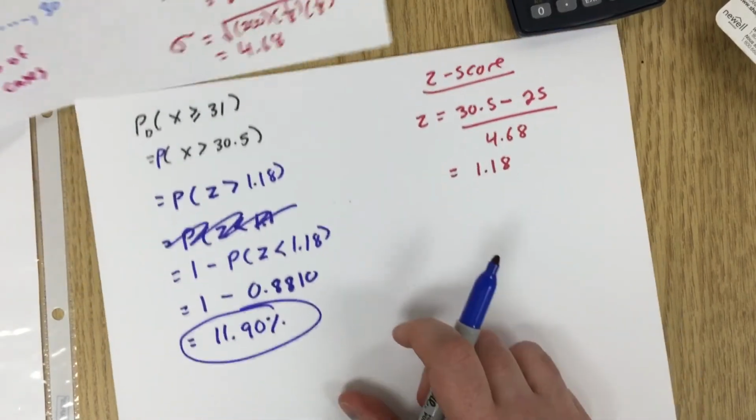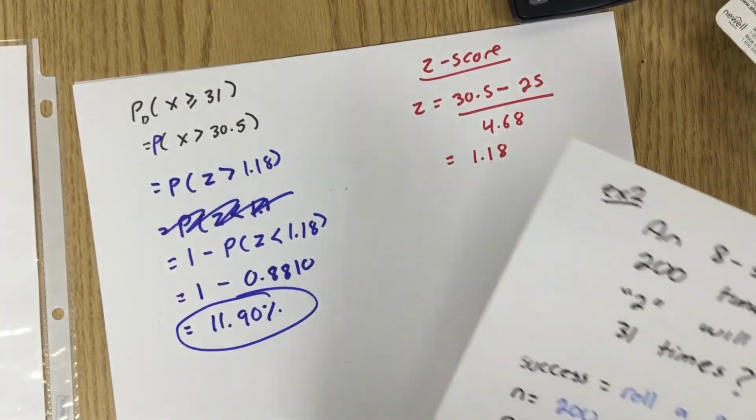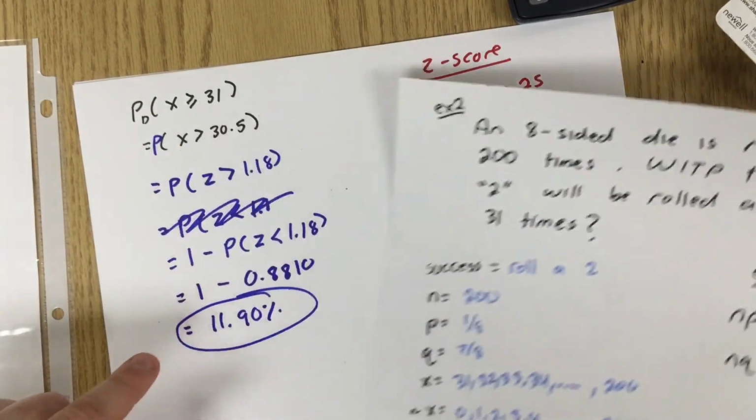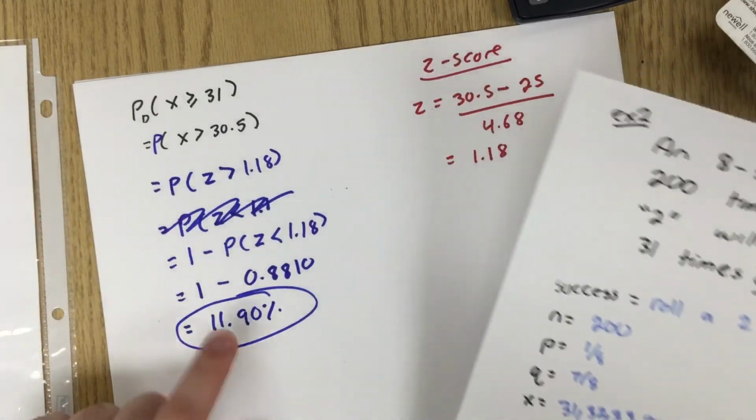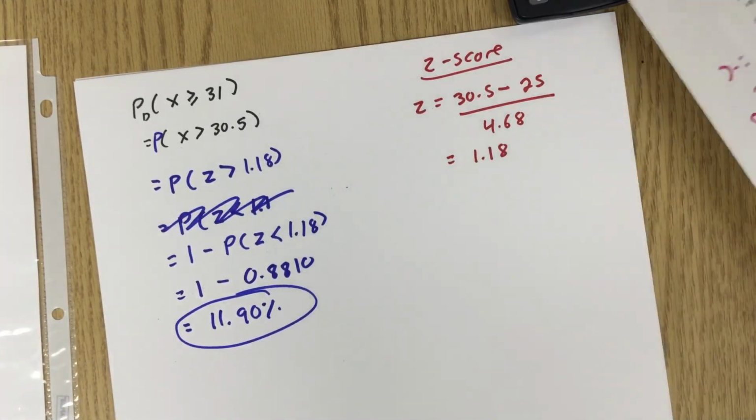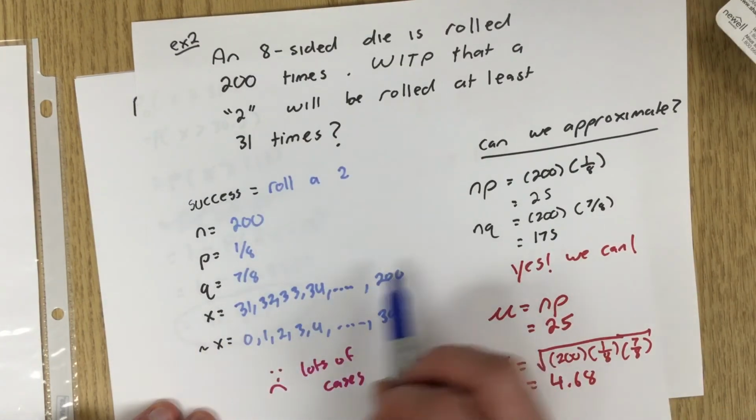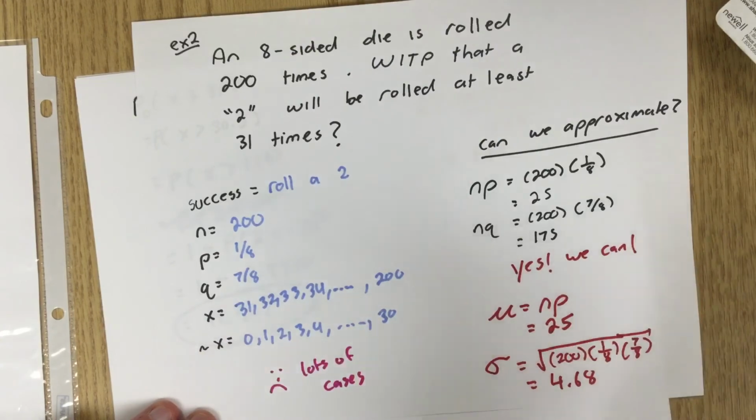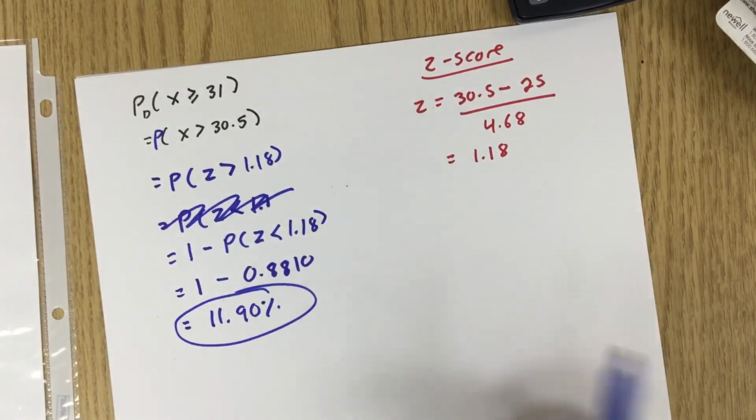So if an 8-sided die is rolled 200 times, what's the probability that a 2 will be rolled at least 31 times? And the answer is going to be 11.9%. So when's the approximation useful? Generally when there's a lot of different cases, and instead of doing 30 or 31 different cases, you could do it as a normal approximation, and in this case get the answer a lot faster.